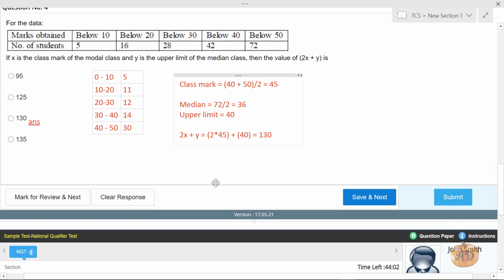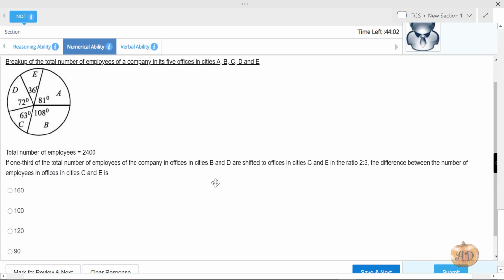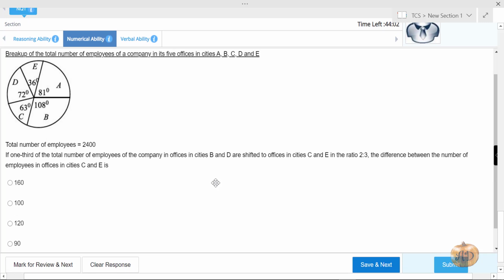Okay, let's move to the next question now. So here we have been provided with a pie chart, and it's written that it is the breakup of the total number of employees of a company in its 5 offices in cities A, B, C, D, and E. So we have been provided with the total number of employees, 2400. Okay.